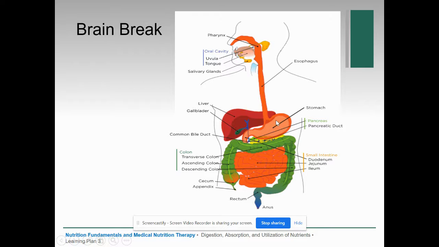Then we move into the stomach, and like I said, we have the pyloric sphincter at the base of the stomach. And then we move into the small intestine with the duodenum, the jejunum, and the ileum. And then we move into the colon, or the large intestine. And we have the rectum until we are neurologically signaled to remove fecal matter through the anus.